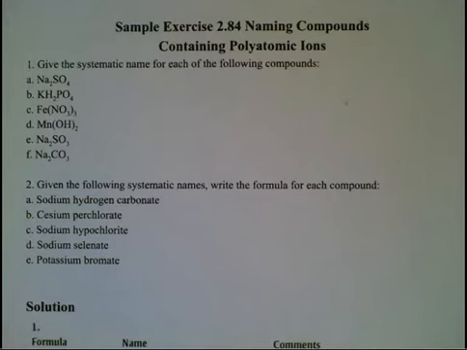All right, AP, here's sample exercise 2.84, naming compounds containing polyatomic ions this time. We're doing two things. One, we're giving the systematic name for each of the following compounds, and two, given the following systematic names, we write the formula for each compound. Press pause if you need to, because here come the solutions.